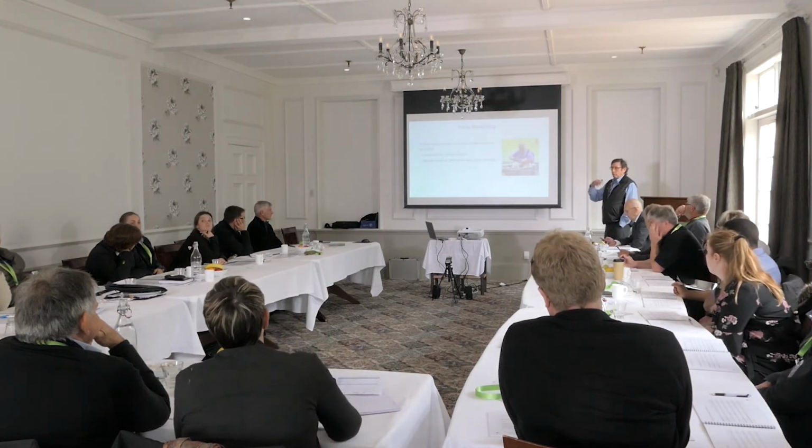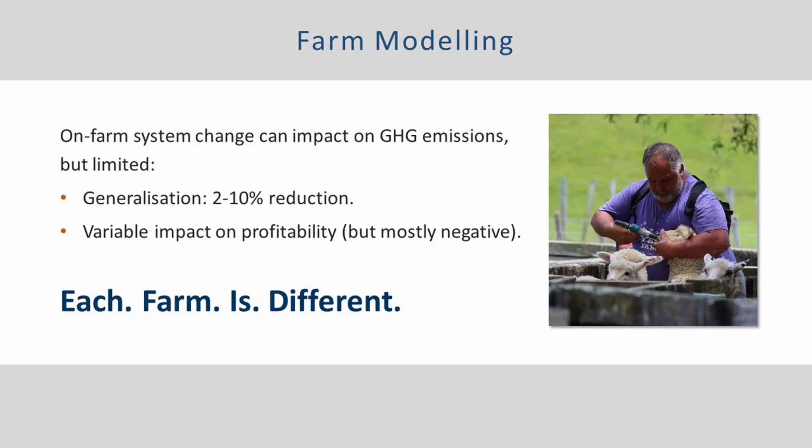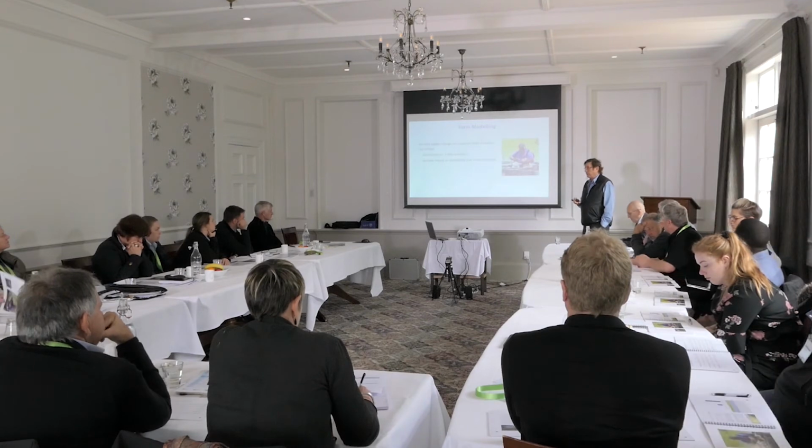So, trying to sum all this up, if you look at your on-farm system change, in terms of the impact on greenhouse gas emissions, yes, you can reduce them, but generally it's somewhat limited. So you get, as you can see there, around 2 to 10% reduction. The impact on your farm profitability tends to vary. In some number of instances, we improved farm profitability. In most instances, we reduced it. So our greenhouse gas reductions, if you like, generally came at a cost.